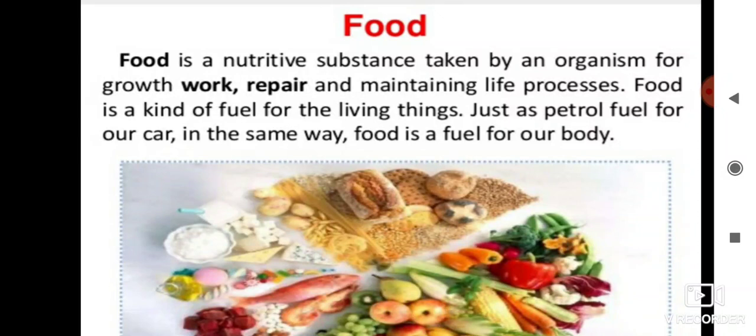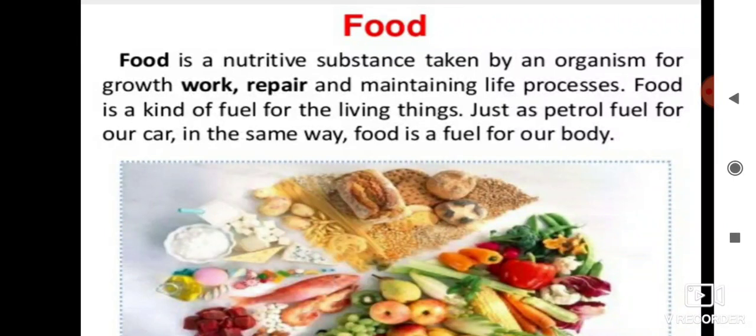Food is a nutritive substance taken by an organism for growth, work, repair and maintaining life processes. Food is a kind of fuel for living things, just as petrol is fuel for our car. In the same way, food is fuel for our body. That means food is a substance which is very essential for the growth and development of our body, for any living organism.